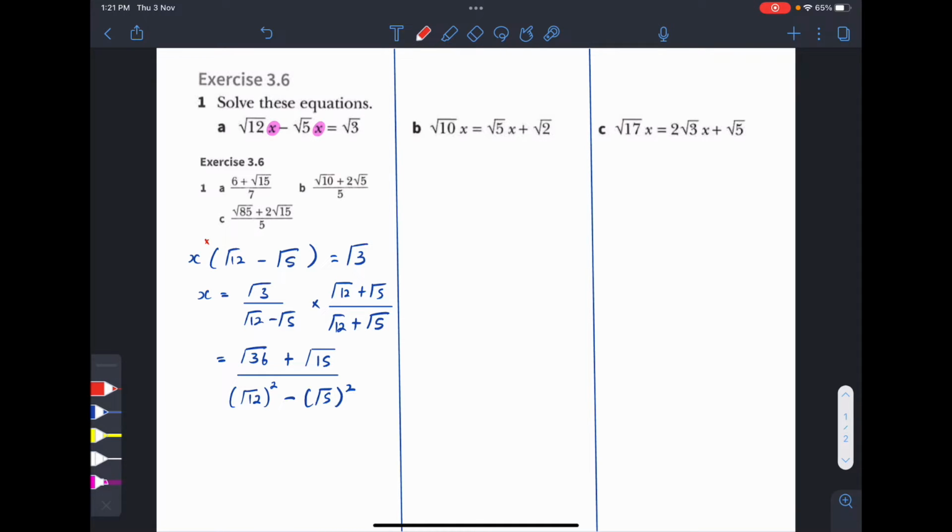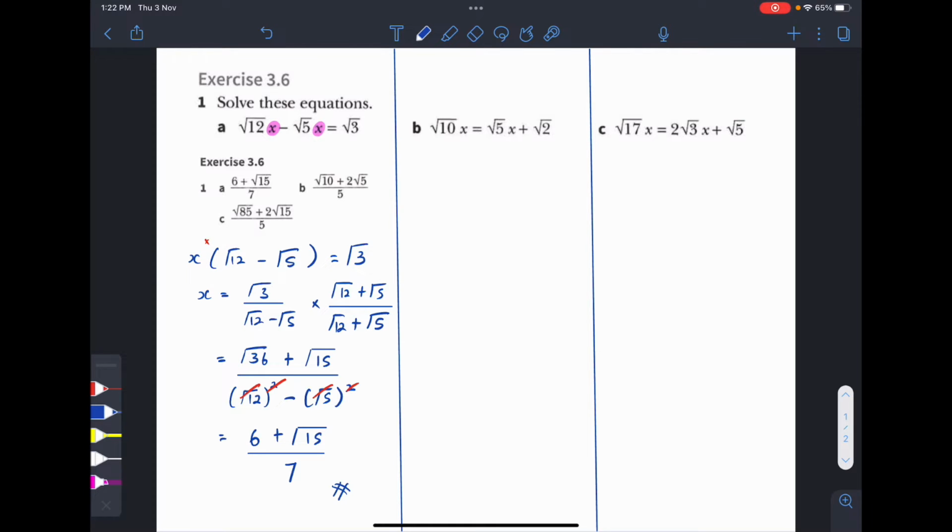So what do I do then? Real easy. The 2 and the root we can cut. We're going to be left with a number. So we get root 36, which is 6, great. Root 15, we can't do anything with that, so leave it there. How about the bottom? 12 minus 5, that's just 7. And there you go, our answer is exactly the same as above. So we got our answer. Let's move on to the next question.